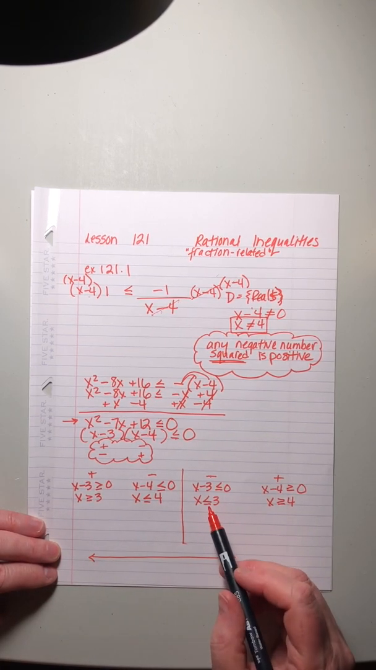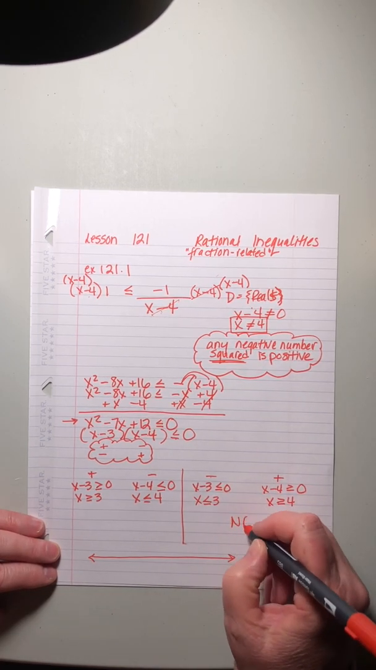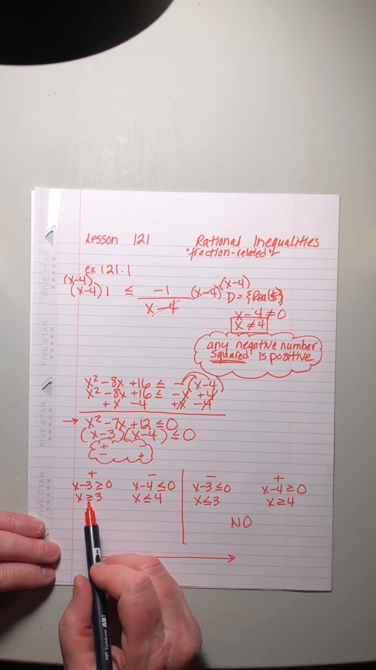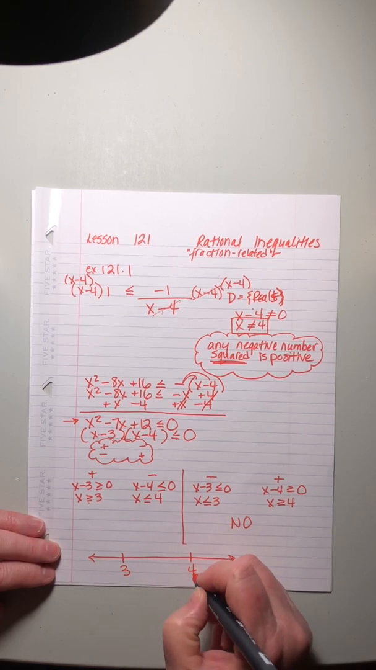Okay, is there a number that is less than 3 but greater than 4? No, this is the crazy side, right? This is the side that makes sense. A number can be greater than 3 and less than 4.